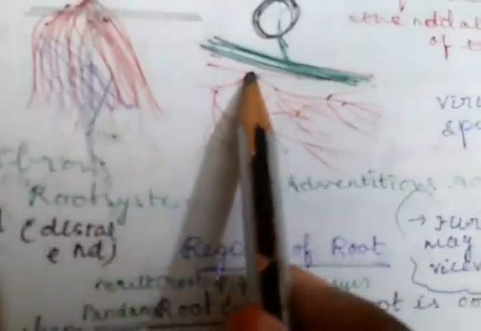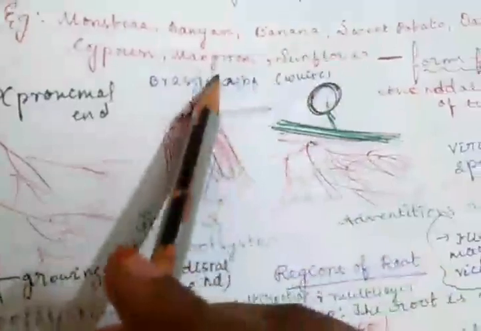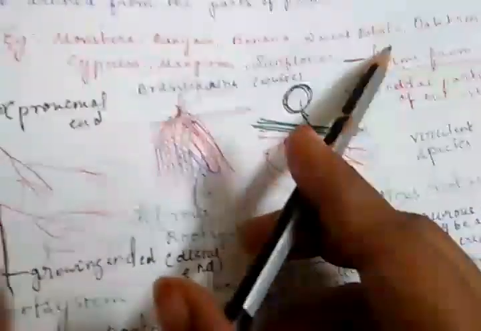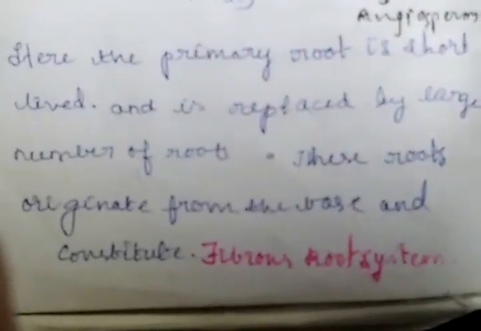From the plumule, I told you, the stem develops. From that, we got these roots. We can say it is an adventitious root. Here it arises from the base of the stem. Here is also the base of the stem only. So this is a special type of root. Examples are monstera, grass, banyan, banana, cypress, mangrove, sweet potato, oak trees. Okay. For the taproot system, you can write examples of dicotyledonous plants, and for the fibrous root system, you can write examples of monocotyledon plants. Okay, friends?